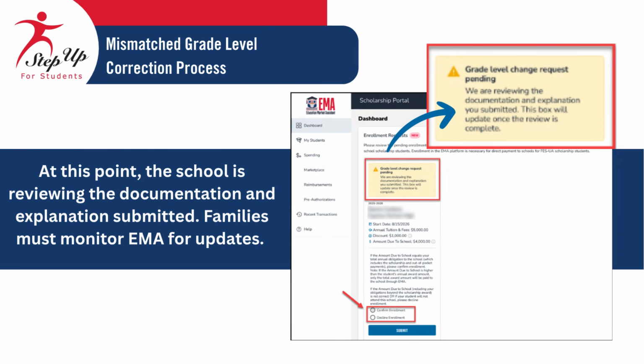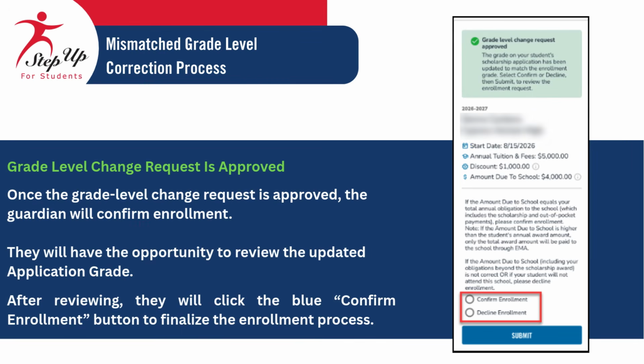At this stage, the school is actively reviewing the documentation and explanation you've submitted. It's crucial for families to keep a close eye on their Emma account for any updates regarding their student's grade level correction status. Once you receive approval, the next step is for you, as the guardian, to confirm your student's enrollment. You'll be able to review the updated application grade. This is important because it ensures that all the information aligns with your expectations before you move forward. After you've reviewed everything, you will click the blue Confirm Enrollment button to finalize the process.